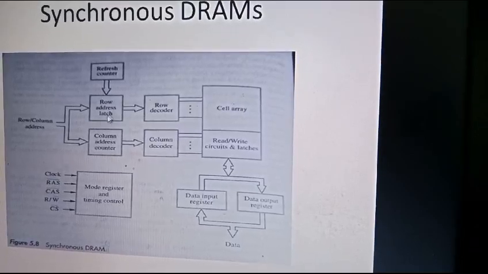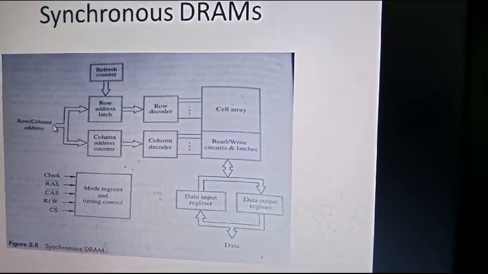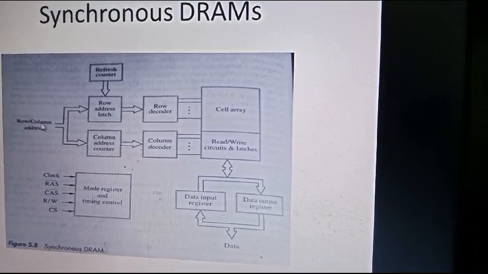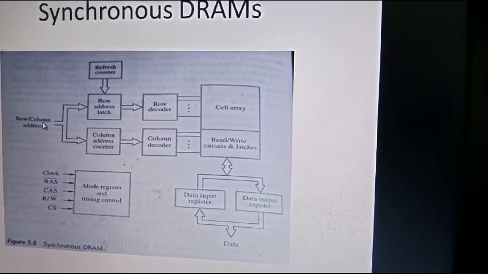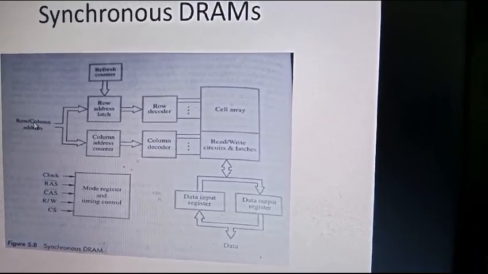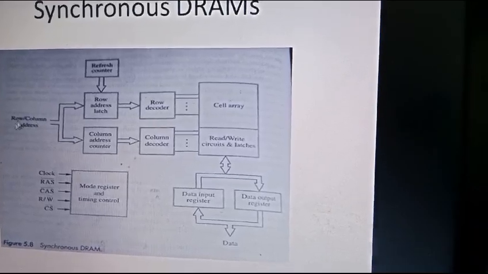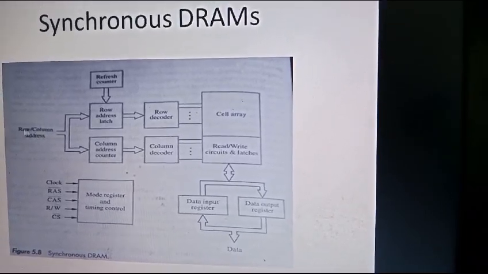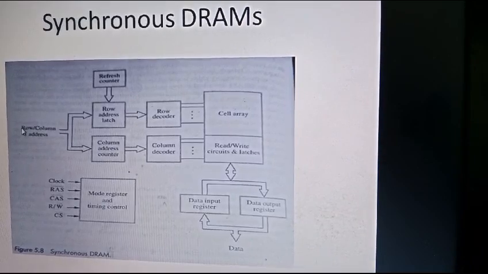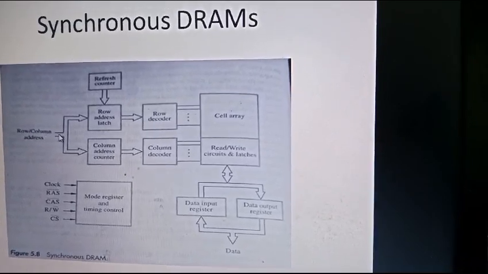The input to the row decoder comes from the row address latch. First, here there are the address lines. These are coming from the processor. The processor will send the row address initially through these lines.